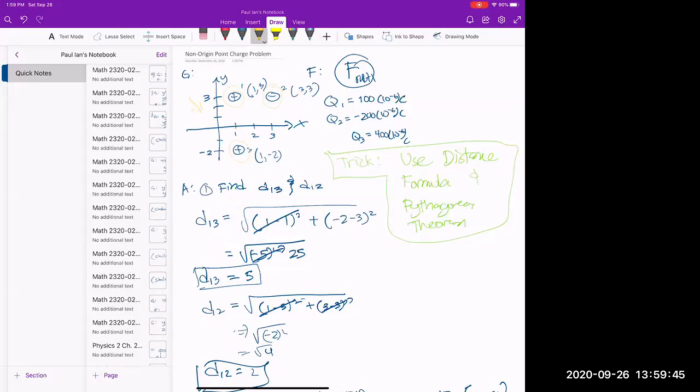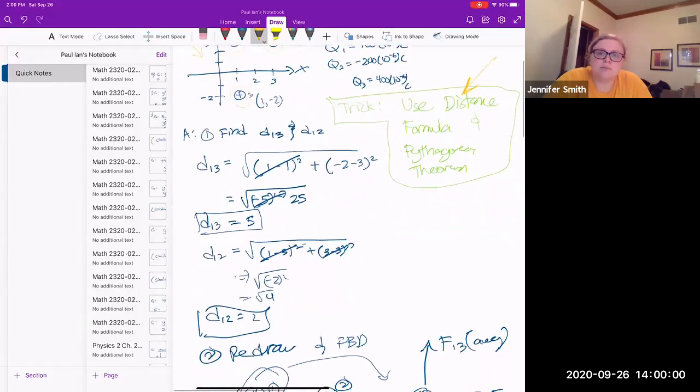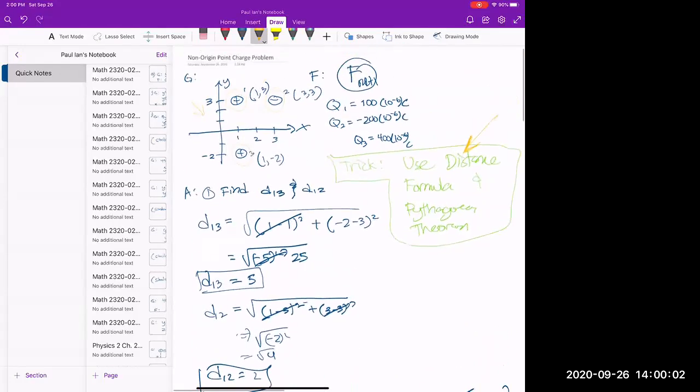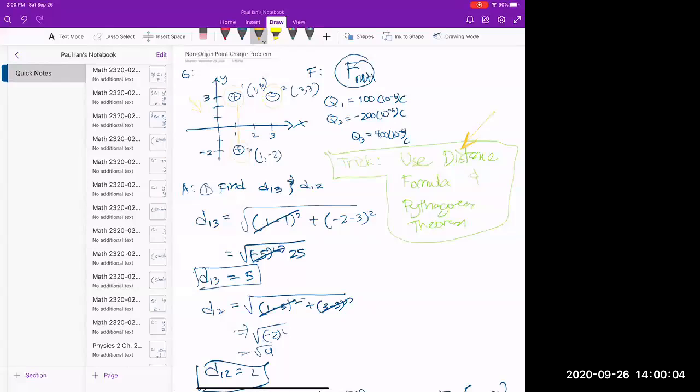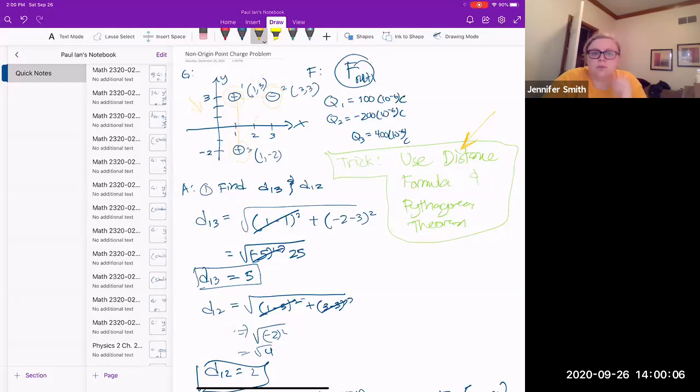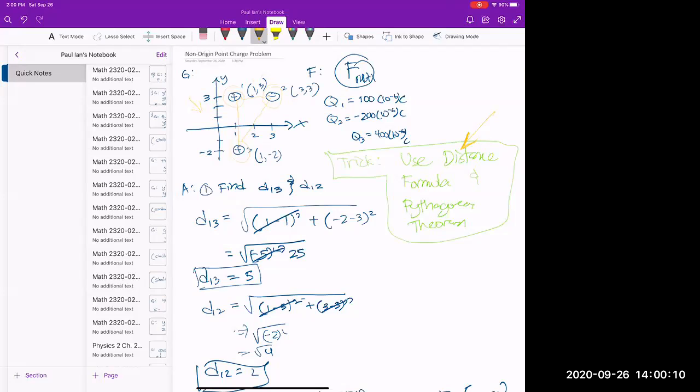If you have something where the x or y coordinate is not zero, I would just use this trick: relative distance. Just use the distance formula, because that's all you need. All you need to get are the relative distances between the point charges. Will you remind me of what the distance formula is? It's been a while. Okay, I'll write it down.